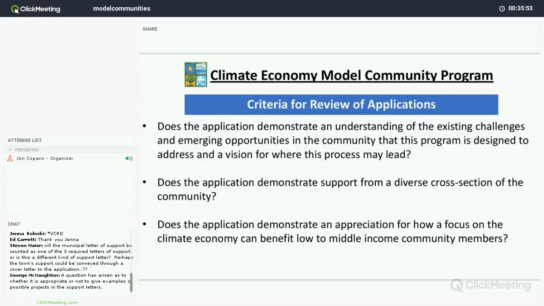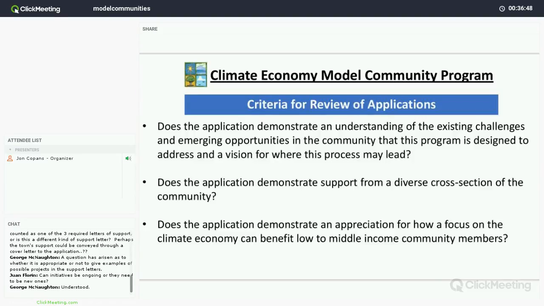So I see a question here from Mr. McNaughton, which is this question about whether it's appropriate or not to give examples of possible projects in the support letters. I think, again, a vision for what's possible is totally appropriate. The key with this process is those initiatives need to be embraced by the community, and that we won't know that until we go through the process. And that's what makes this a genuine community-led process. I think it is okay to identify possible initiatives, but the key is there needs to be an understanding that those initiatives may or may not rise to the top when you engage in this process and when we really get the community thinking about what's possible.